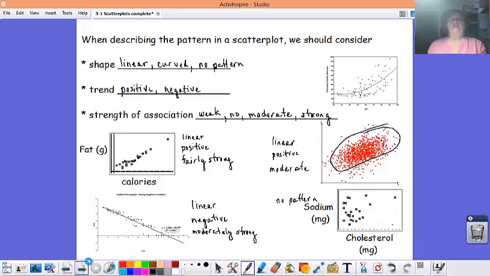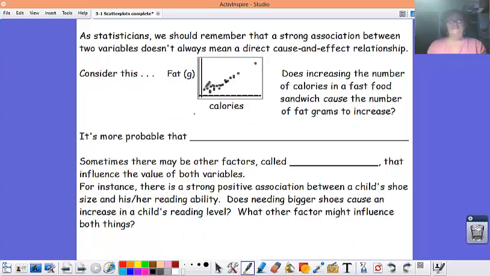Let's move on. We're the ones who are the statisticians here, or learning to be. And we've got to remember, folks, that just because there's a strong association between two variables, it doesn't mean that one causes the other to change. A direct cause and effect relationship is like that, where when one variable changes, it forces the other to change, or it initiates a change in the other.